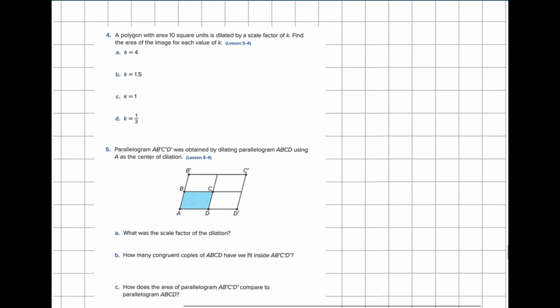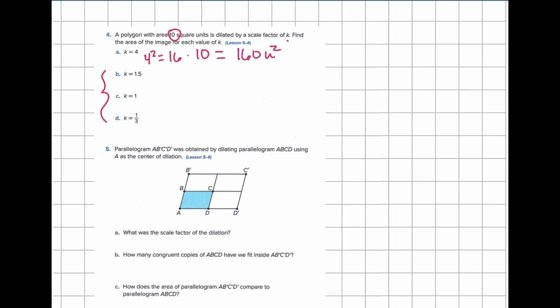Okay, a polygon with the area of 10 square units is dilated by a scale factor of K. Find the area of the image for each value of K. This is what we did in the lesson before. So we have our scale factor. We're not going backwards now, going forwards. Scale factor is 4, so 4 squared is 16 times our original, which is 10, which equals 160, and it is units squared. Do that for these 3.